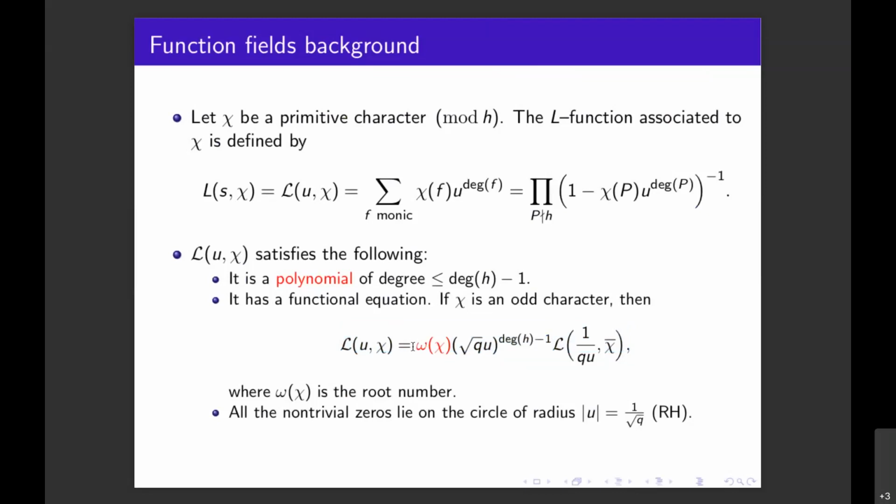Moreover, the L function has a very nice property, which is the fact that we know that the Riemann hypothesis is true in this case. So the non-trivial zeros of this polynomial, all the non-trivial zeros lie on the circle of radius 1 over square root of q.